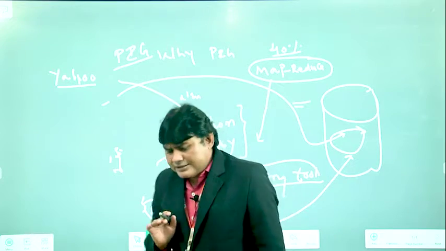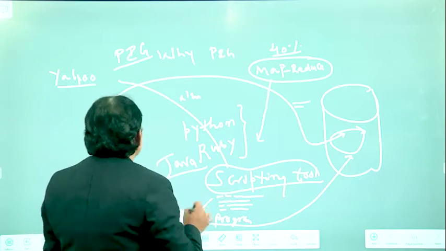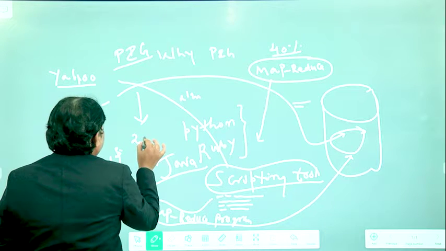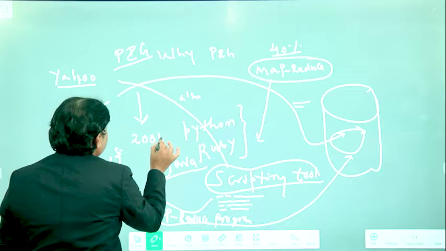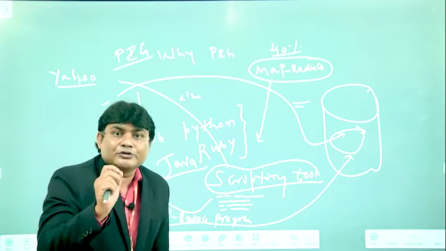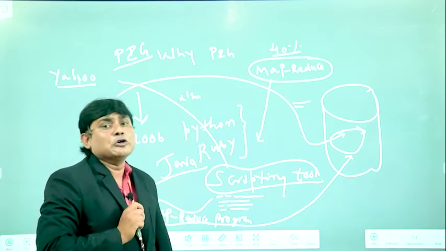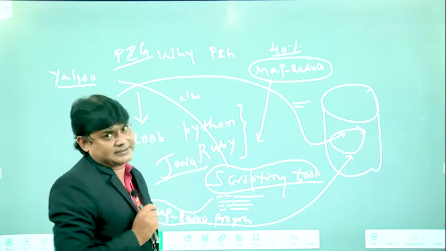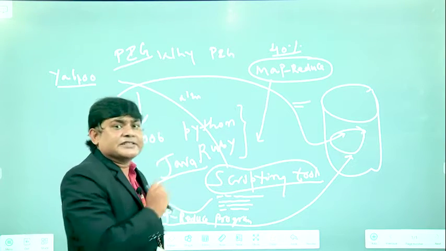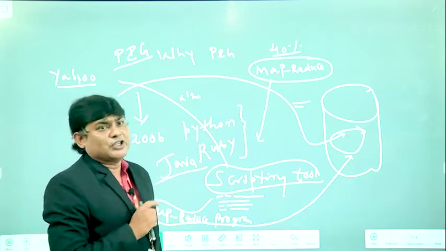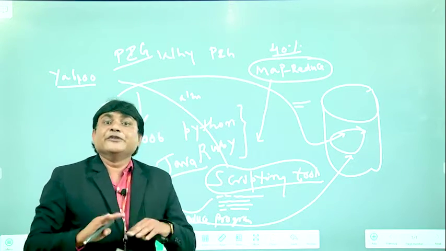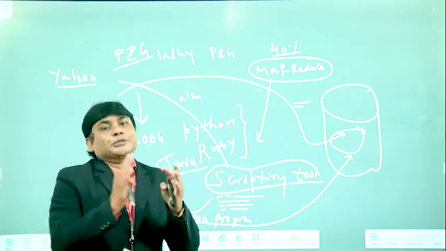So more or less, both Pig and Hive were invented in which year? Both were invented in the year 2006 to solve the same problem, to interact with Hadoop MapReduce, to interact with Hadoop clusters, to convert their complex scripting and their queries into MapReduce programs. So both are using different approaches to solve a common problem.